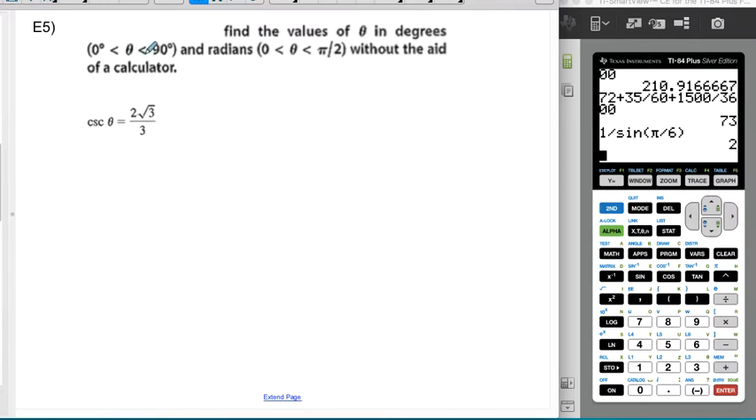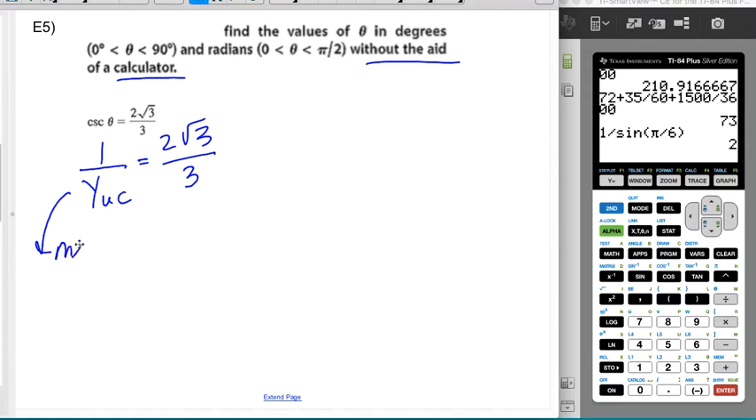So now it's getting a little bit trickier, right? I would argue that if you use a little bit of logic, so again, we're still in quadrant 1, you can figure this one out. You're looking on the unit circle, because they said without a calculator, so it's got to be on the unit circle, for where 1 over the y on the unit circle is 2 root 3 over 3. So here's the thing.